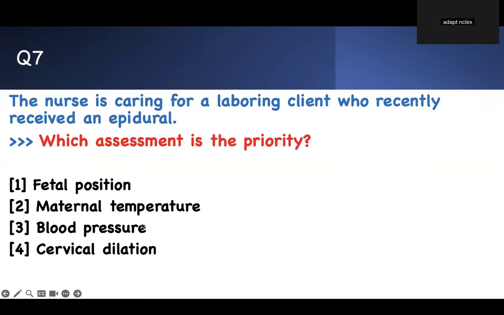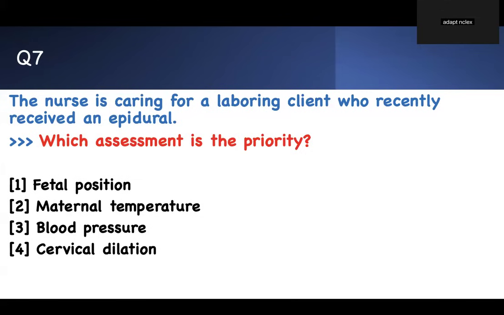Which the nurse is caring for a laboring client who recently received epidural. Which assessment is the priority? I want you to learn how I answer question, test-taking strategy, and show you the keyword. You don't have to even look at the answer. When you read the question and you look at the answer, you're wasting time. You losing key points. You losing the analysis of the question. Who patient had epidural? What is your priority?